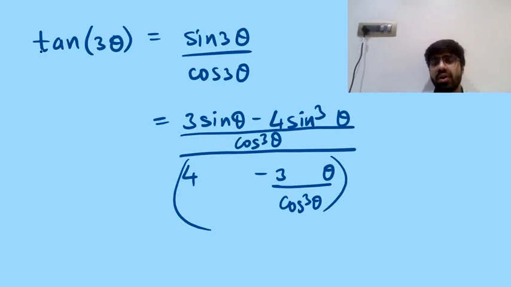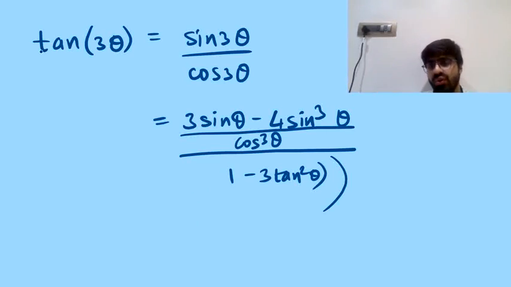You can cancel off one cos theta in the numerator and denominator. That will leave you with cos square theta in the denominator, and you can write it as sec square theta in the numerator. And sec square theta can be written as 1 plus tan square theta. So we have 3 into 1 plus tan square theta in the denominator. Expand the bracket, it will become minus 3 and minus 3 tan square theta. 4 minus 3 will be 1, and simply the denominator is what you have already achieved, that is 1 minus 3 tan square theta.